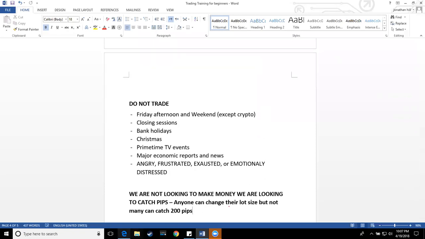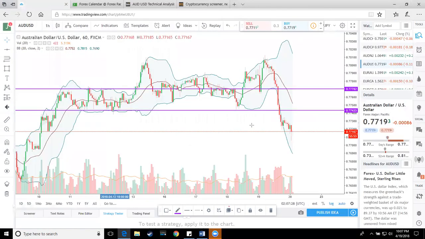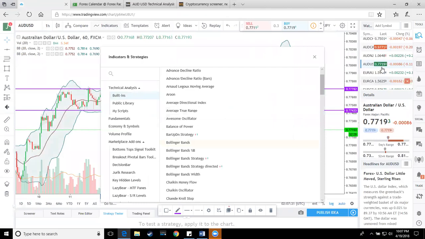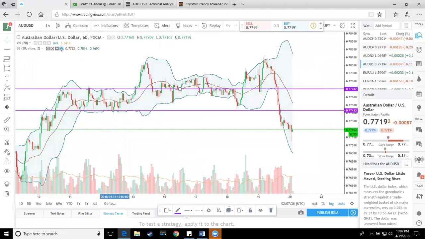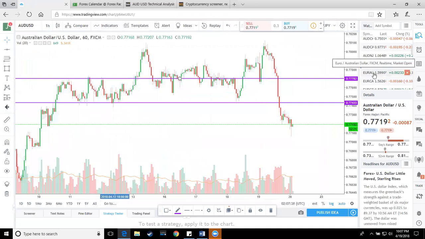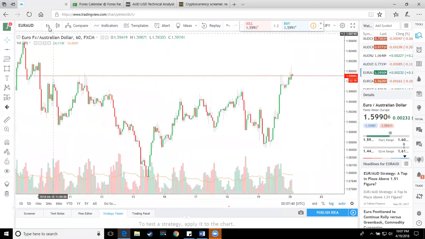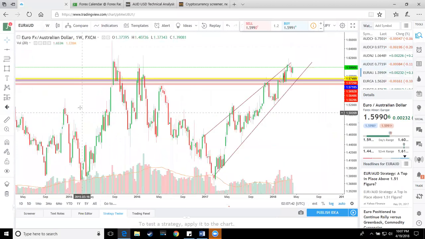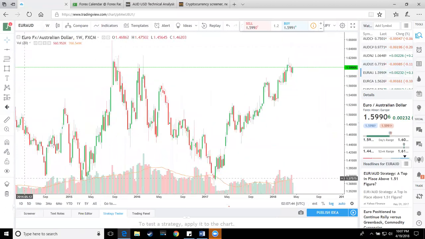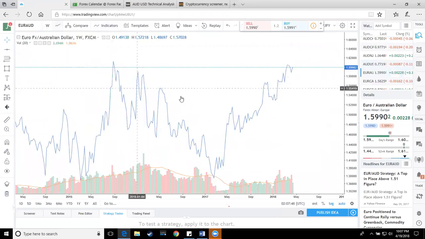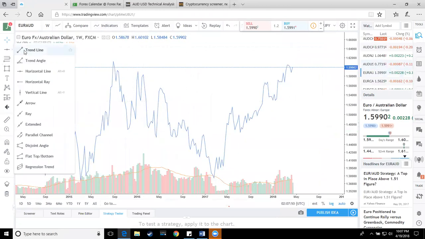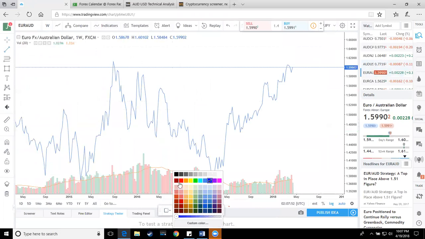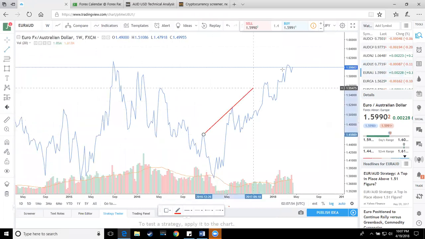Yeah, so I'm going to go back through really quick. I'm just going to mark up one more chart. I'm going to shut off these Bollinger Bands just so you guys can see that one more time on a different pair. So I'm going to come over here to the Euro odd. Come to my week. Switch this over. Switch my line chart. I'm going to mark up my trend line. Switch my color.